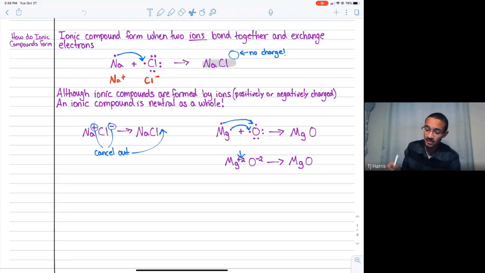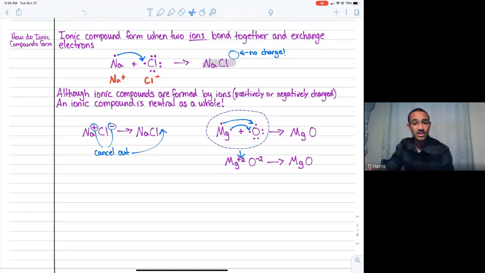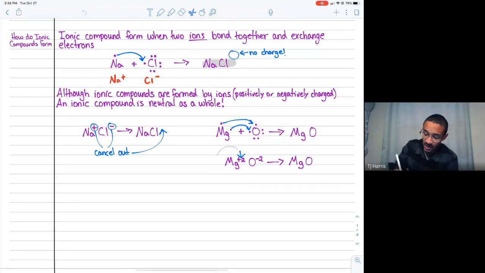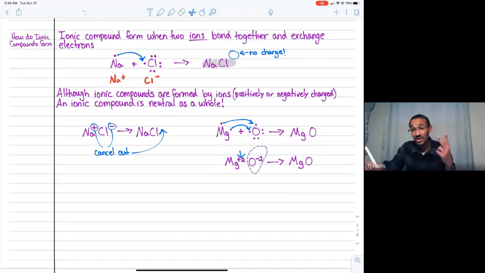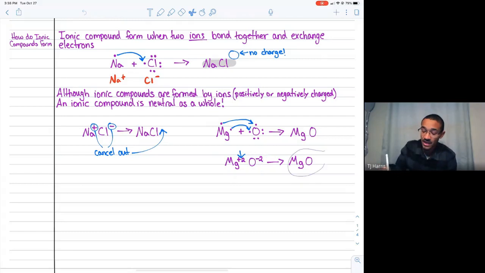All right, so if we look at something like magnesium, our electron dot diagram, we've got a magnesium. It donates 2 electrons to that oxygen. That's going to leave us with Mg2+ and O2-. 2 plus, 2 minus cancels out. We're left with just MgO.